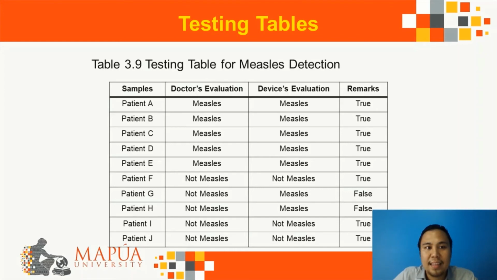Table 3.9 is the testing table used for the measles detection. We tested 10 patients that were evaluated by doctors and the device. The device evaluation is compared to the doctor's evaluation for testing the performance of the device. The device correctly classified patients A, B, C, D, and E as measles, and patients F, I, and J as not measles. The device incorrectly classified patients G and H. The device classified the rash as measles, but it is not measles.